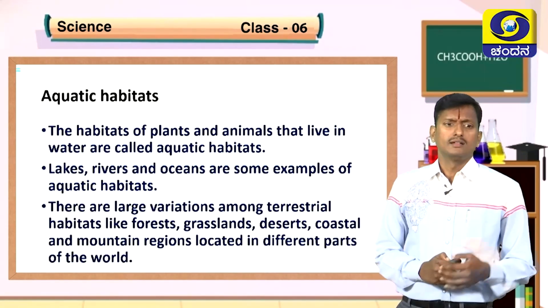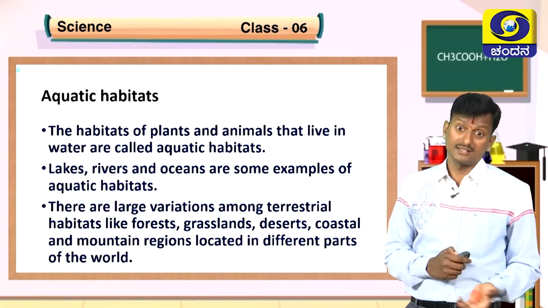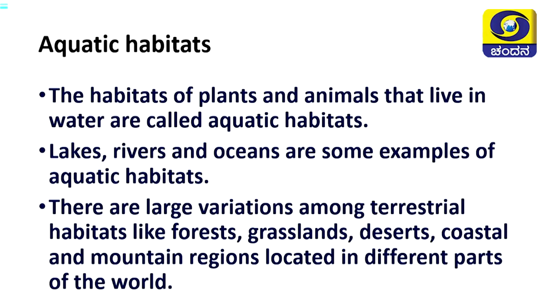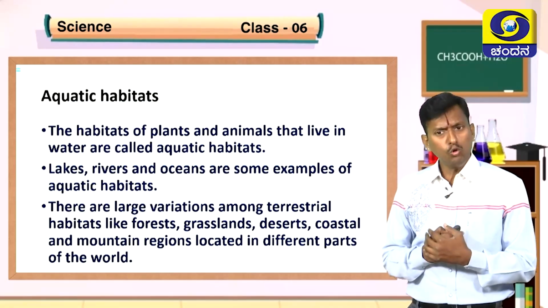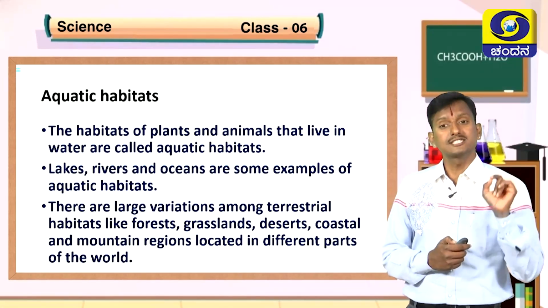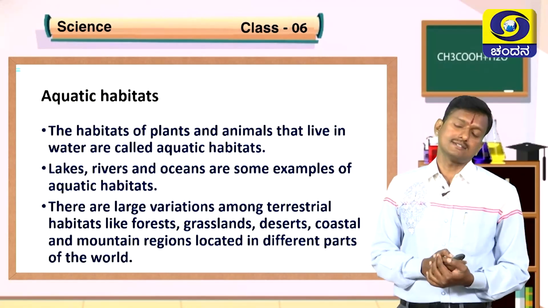Okay, students? There are large varieties among terrestrial habitats like forest, grassland, desert, coastal and mountain regions located in different parts of the world. So, no, all the places do not have similar characteristics. They vary in their nature.